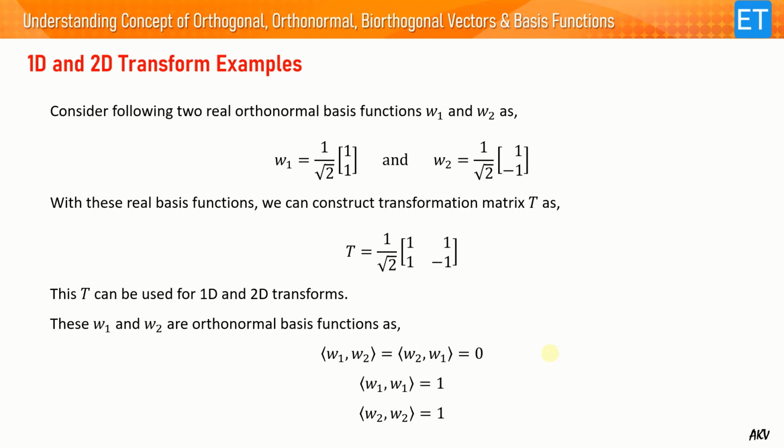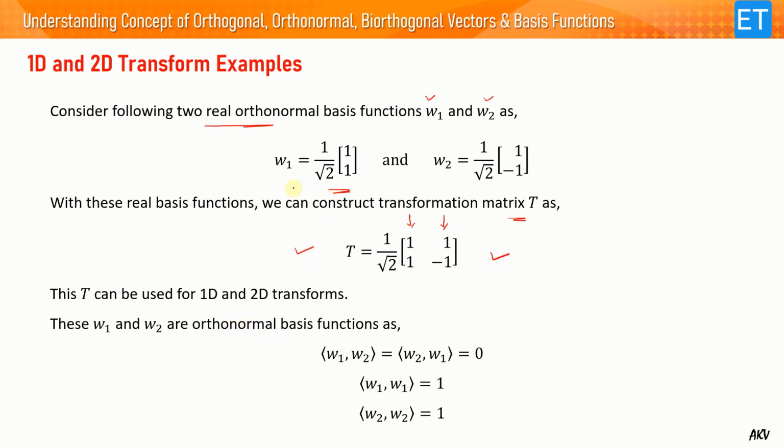Now let's see the examples by which we can understand this concept better. Consider two real orthonormal basis functions W1 and W2. W1 is defined like this: 1 upon 2 square root 2 times [1 1], and W2 is 1 upon square root 2 times [1 -1]. With the help of these two basis functions, I can construct my transformation matrix T, as I have already discussed, just keeping them side by side, a simple concatenation. So 1 upon square root 2 [1 1] is your W1, and this is W2. So this is your 2 by 2 transformation matrix.